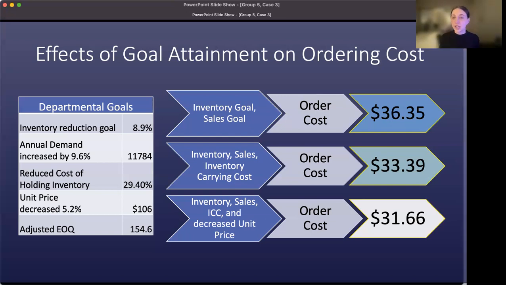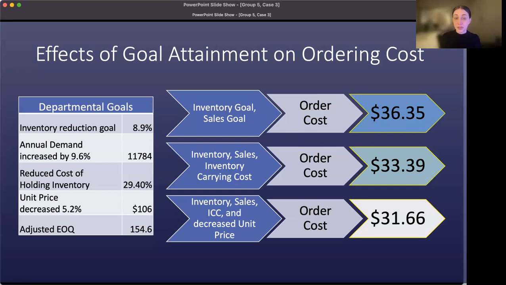And so to find that new order cost, step one is we need to manipulate and adjust our economic order quantity to reflect the goal of the inventory reduction to 8.9%. And so going forward for all these scenarios, our new EOQ will be 154.61. So we can apply the cost order formula here using the new EOQ and the increased annual demand and determine that the ideal ordering cost to achieve this scenario would be $36.35.